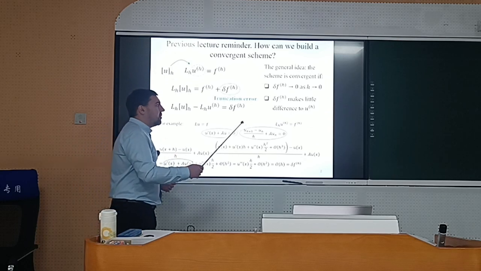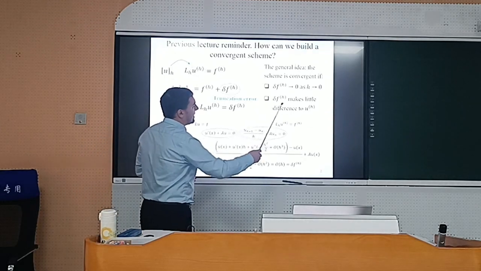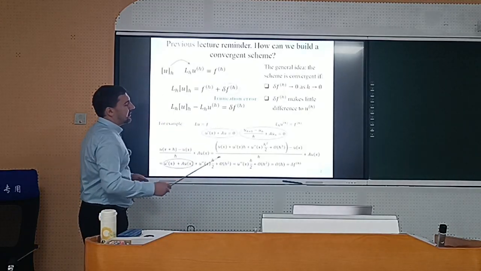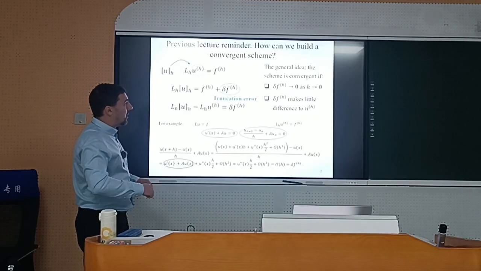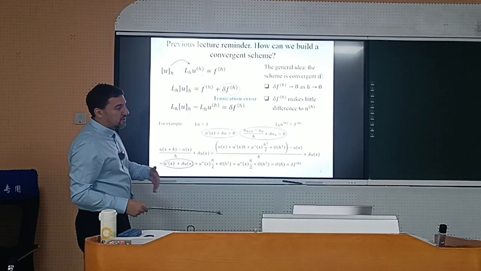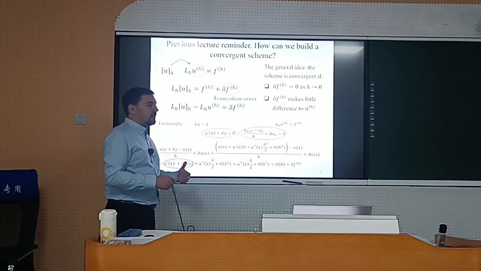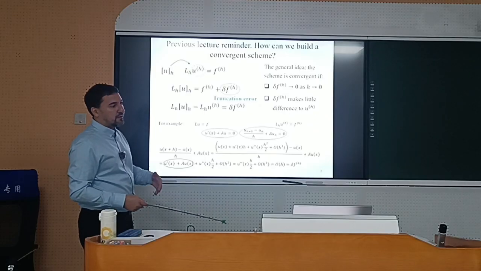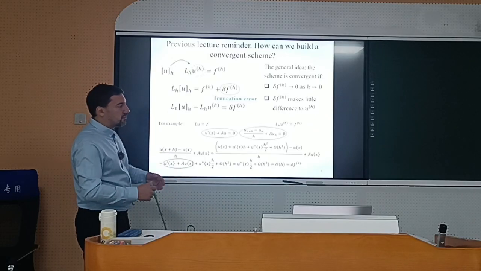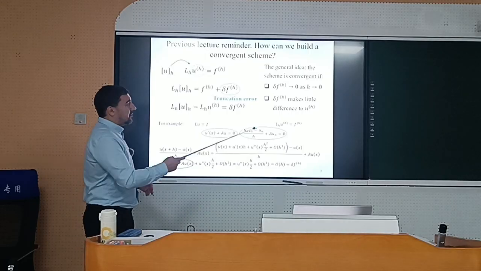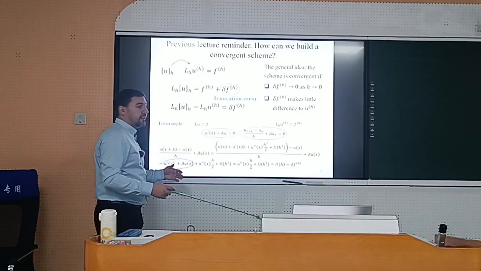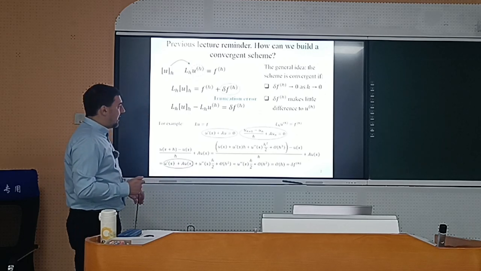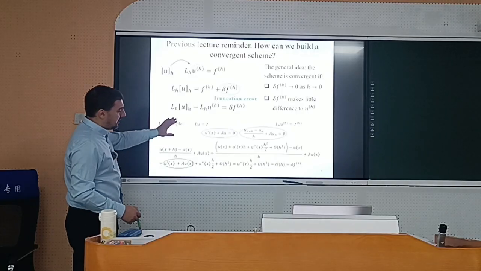And the second very important feature is that delta F makes little difference to u_h. It means that we can consider this delta F as a perturbation to our numerical scheme, and our numerical solution should be stable. It should not change drastically when we give this small limited perturbation. If both conditions are valid, then the numerical scheme is convergent, and this is the essence of the Lax Equivalence Theorem. And this was the example for the Euler scheme.